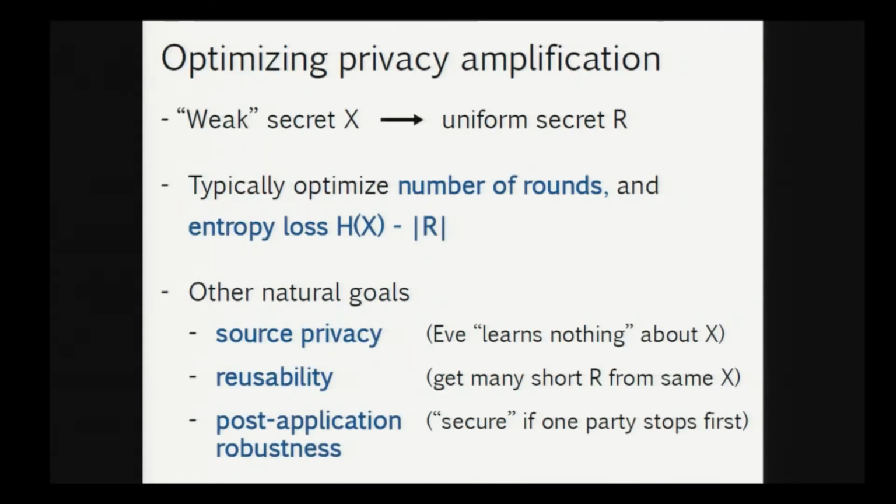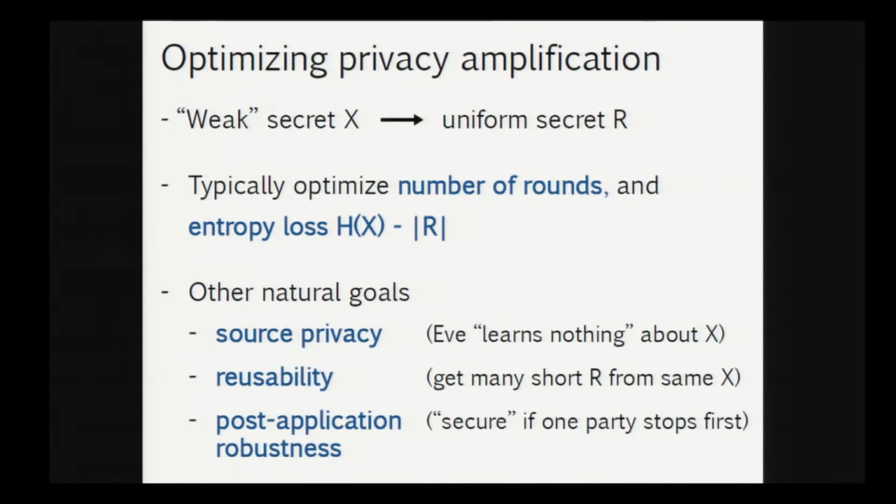Okay, so in addition to being well-motivated, this is also a very well-studied problem. There's lots of beautiful work preceding this one showing how to obtain more and more optimal privacy amplification protocols. The parameters that are usually optimized are the number of rounds, so the number of message exchanges that Alice and Bob need to make, and also the entropy loss of the protocol. Here, entropy loss means the entropy that you started with, the entropy of X, minus the length of the uniform key that you output.